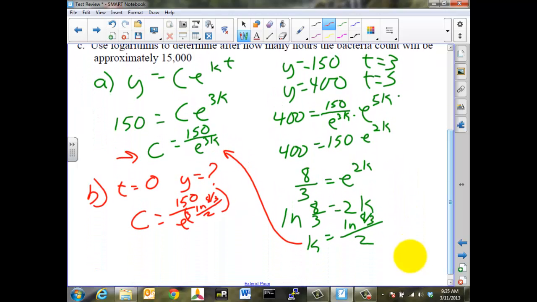And what does the continuous growth rate mean? That's K. That's right. Continuous growth rate is just your K. So we actually found our K and our C in a part there. And then C part. What is 15,000? T or Y? Y. So put 15,000 in for Y and solve for T.